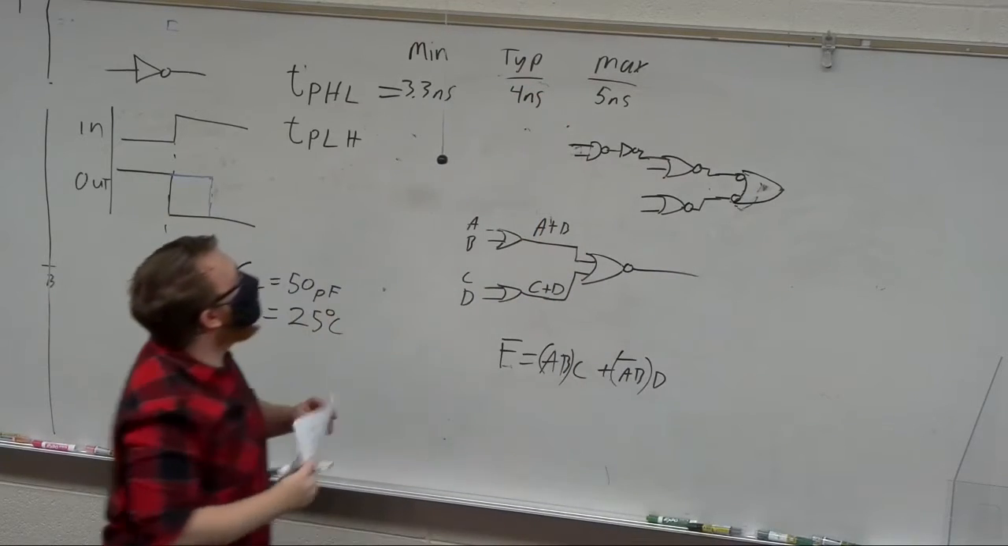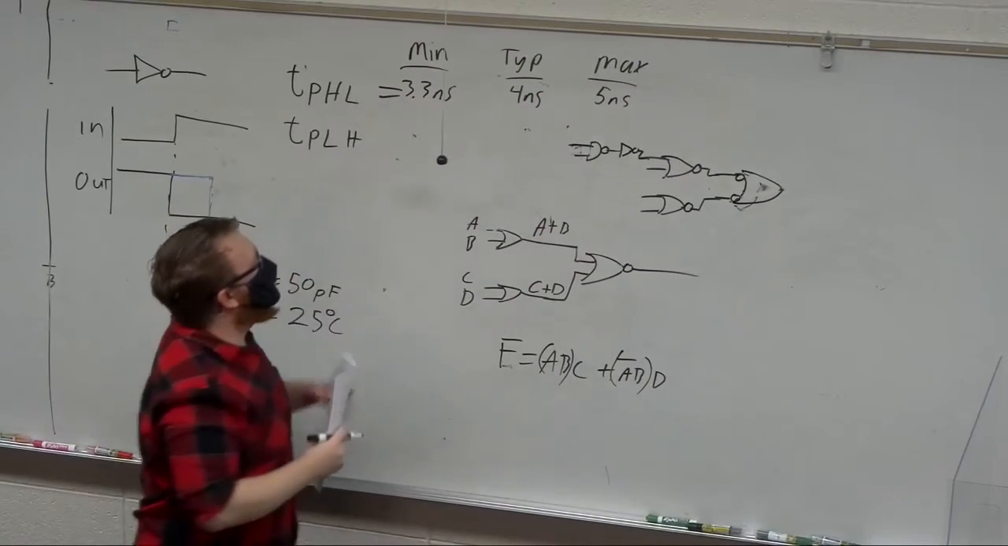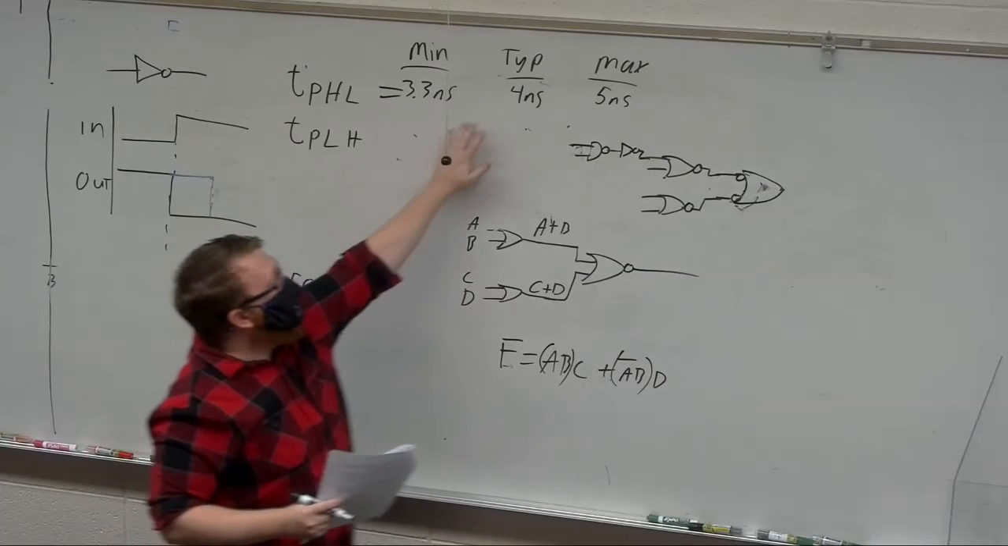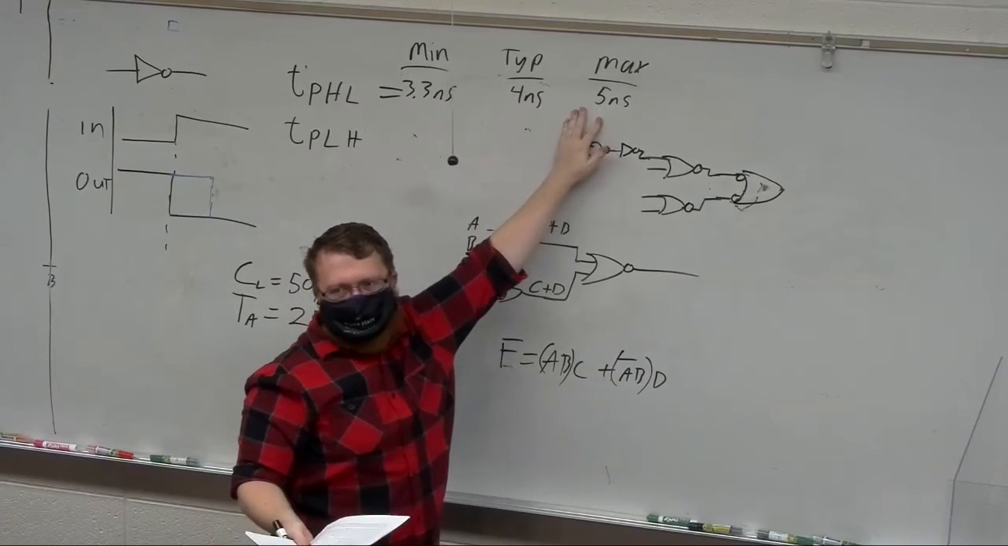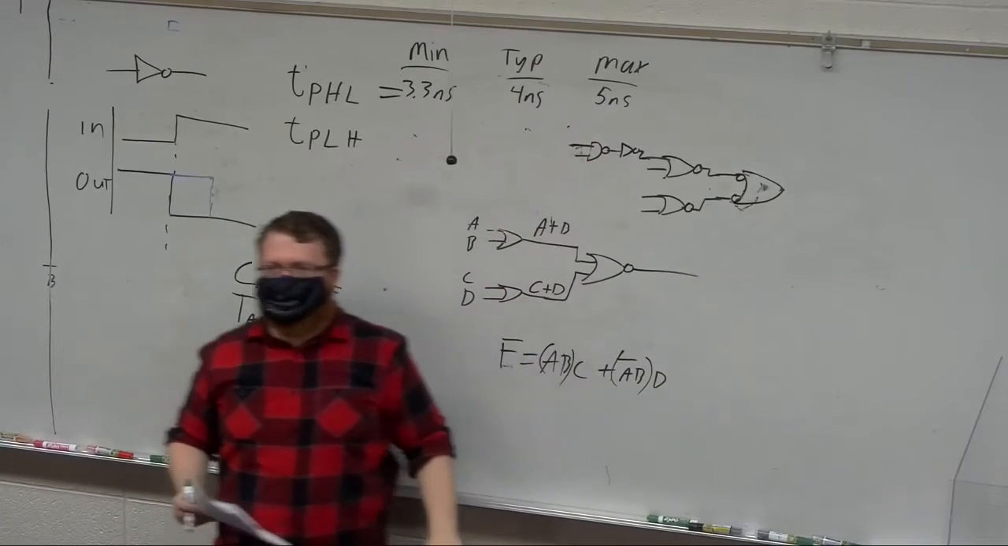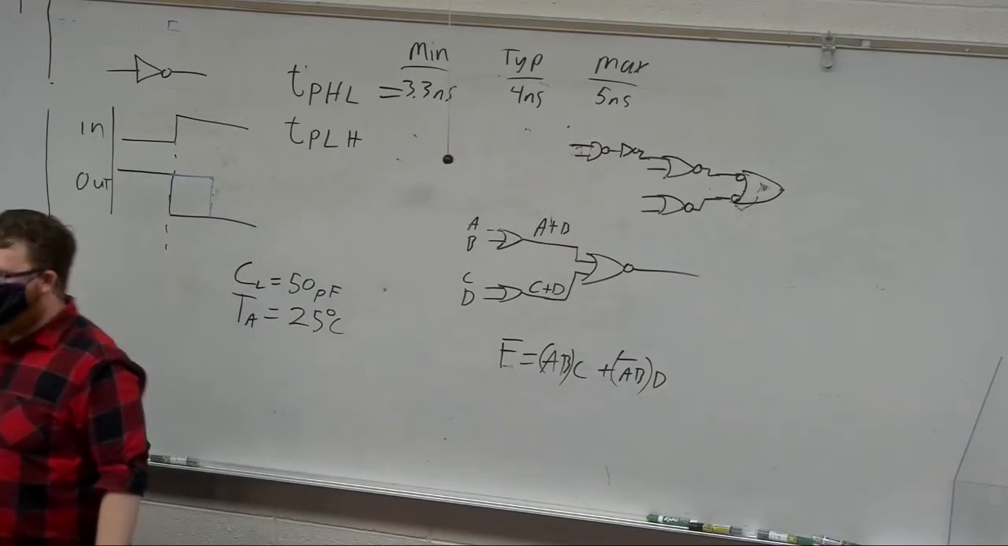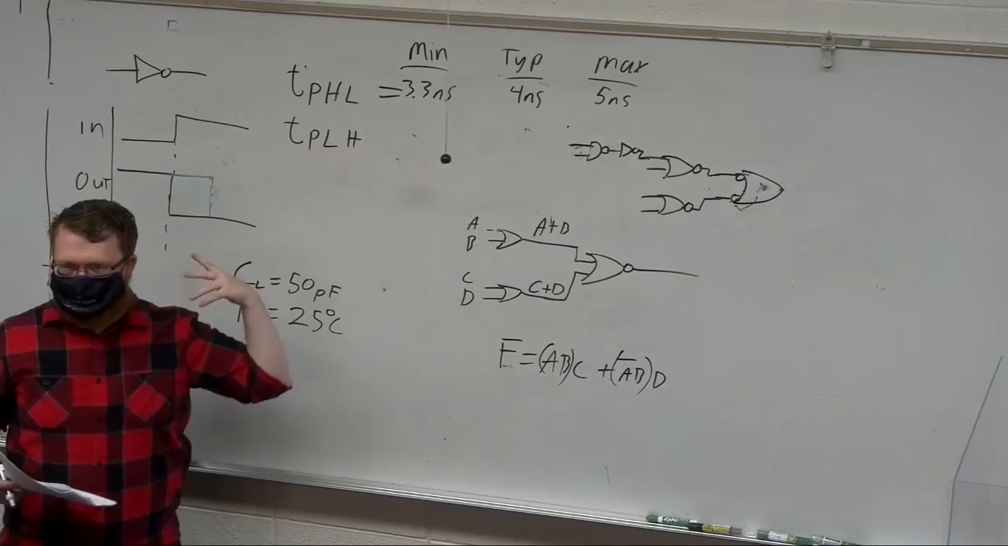So it might have a minimum 3.3. Typically it goes about 4, but if you got a bad device, it might take as long as 5. Right? Because propagation delay is bad. We want 0.